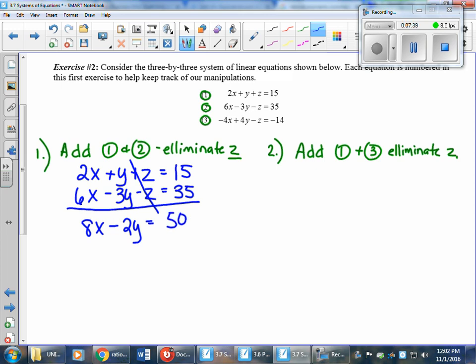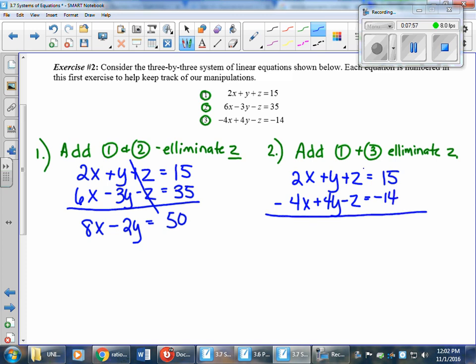Now let's do the same thing with 1 and 3. So we have 2x plus y plus z is equal to 15, and 3 is negative 4x plus 4y minus z is equal to negative 14. Beautiful. They cancel out again. Negative 2x plus 5y is equal to 1.